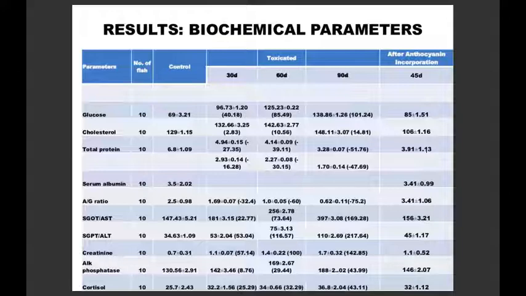Biochemical parameters. If we see the biochemical parameters, we can observe that after long-term exposure, the glucose level was very high in comparison to the control, and cholesterol was also very high. These are all the parameters which we studied for the toxicological studies. After administration of anthocyanin, the data taken after 45 days is very close to the control fish.